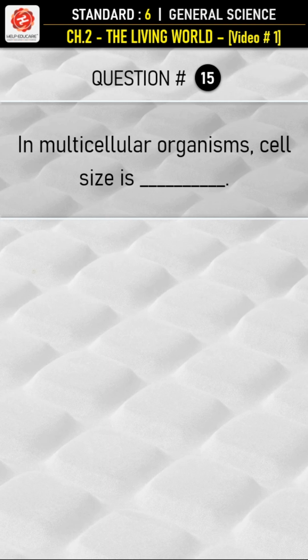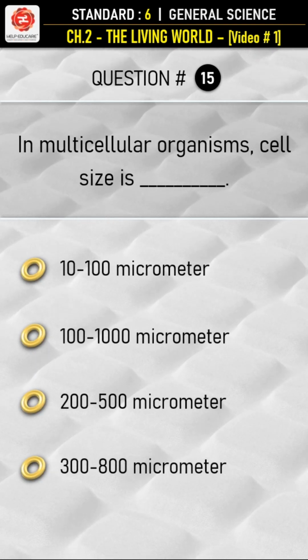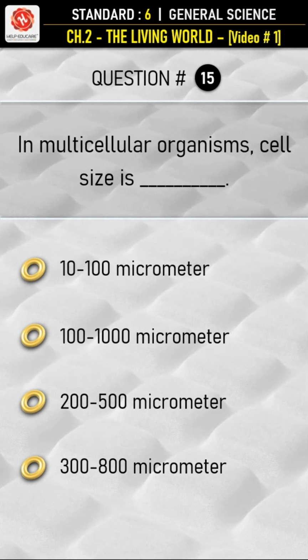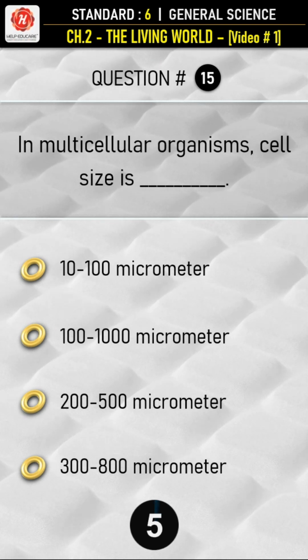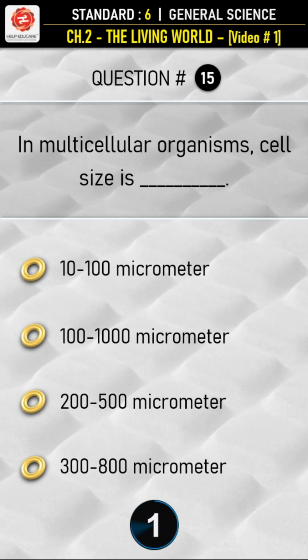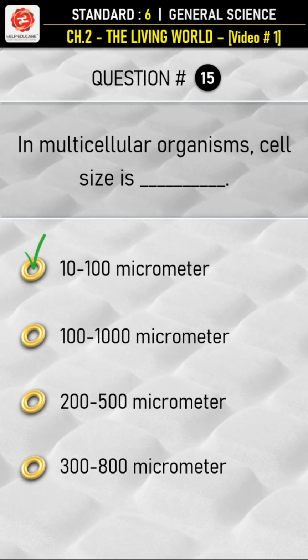Question number 15. In multicellular organisms, cell size is dash. First option, 10 to 100 micrometer. Second option, 100 to 1000 micrometer. Third option, 200 to 500 micrometer. Fourth option, 300 to 800 micrometer. Answer will be shown after 5 seconds. Your time starts now. Correct answer is 10 to 100 micrometer.